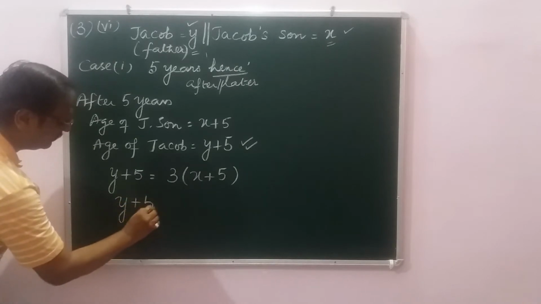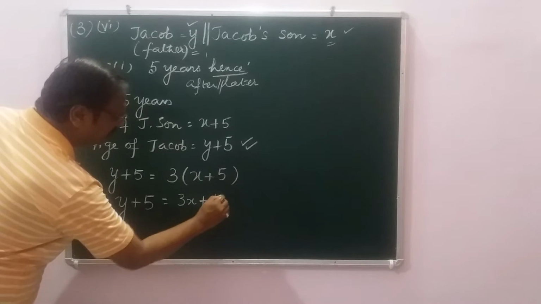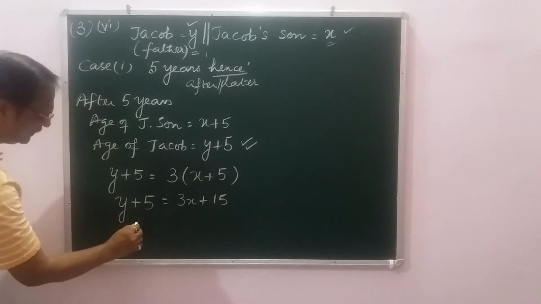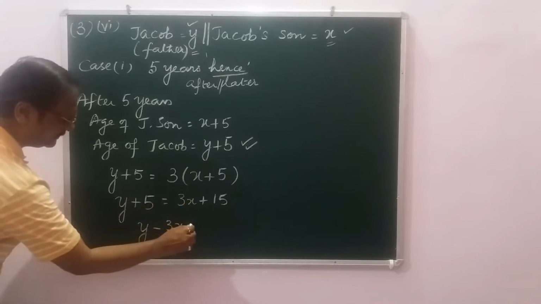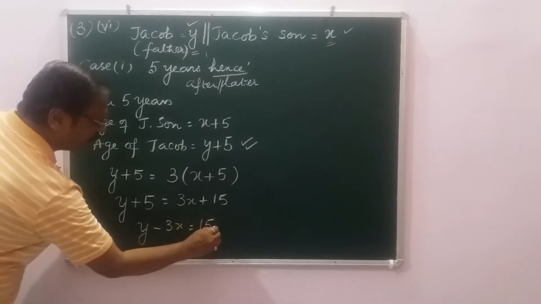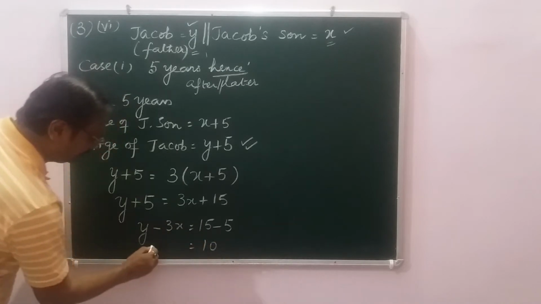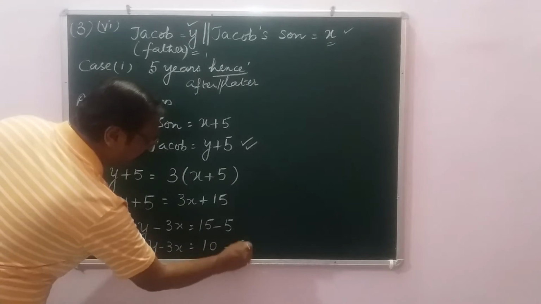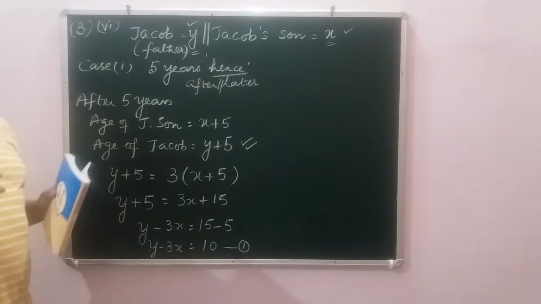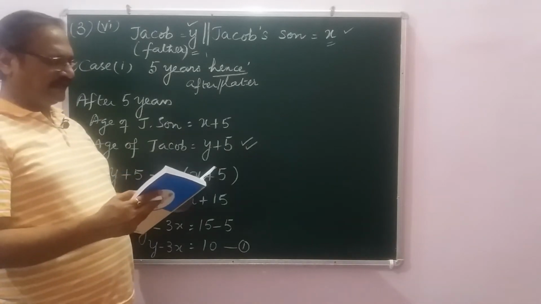Simplify. Y plus 5 is equal to 3x plus 15. Or we can say Y minus 3x, bringing it to this side, is equal to 15 minus 5, that is equal to 10. That is Y minus 3x is equal to 10. This is the first linear equation. Now, we move further.